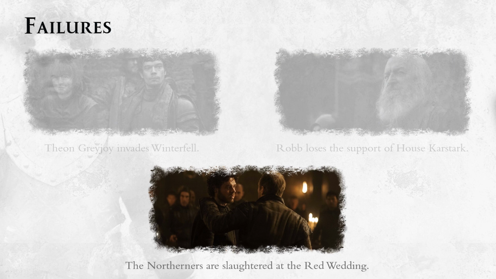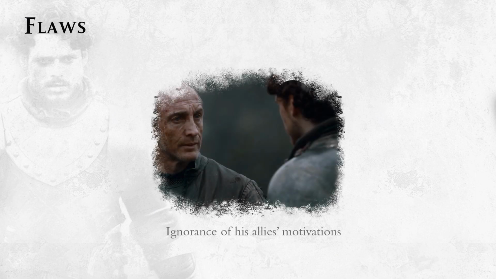All of these three failures are connected to his fatal flaw, which is ignorance of his allies' motivations. So he trusts the people that fight for him despite not really knowing what they're up to and what is important to them. This makes a very nice contrast. There's ignorance for his allies on one side and compassion for his enemies on the other side. And it's also a flaw that he shares with his father Eddard Stark, who also trusts people that he has no reason to trust, which gets both of these characters killed in the end.